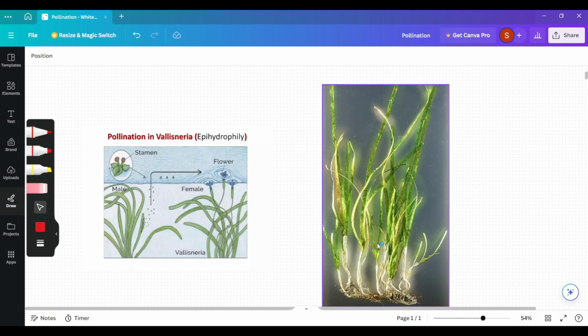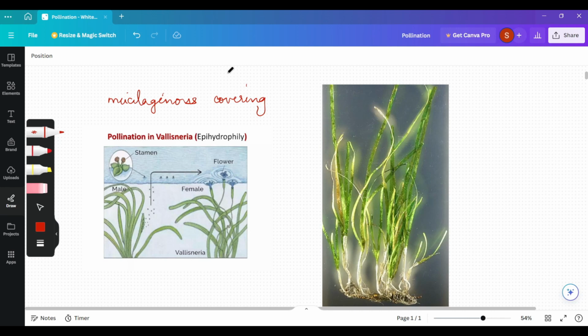In both, one of the unique features of the pollen grains of these water pollinated flowers is that they have a mucilaginous covering which protects them from getting wet by the water. And remember, both the wind and water pollinated flowers do not produce nectar. That is one of the characteristic features of both wind pollinated and water pollinated flowers.